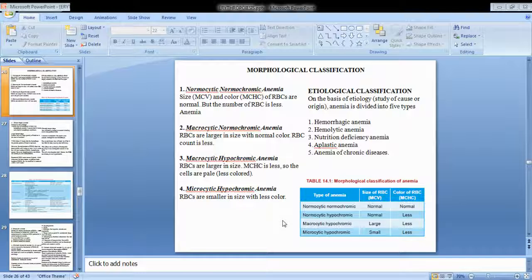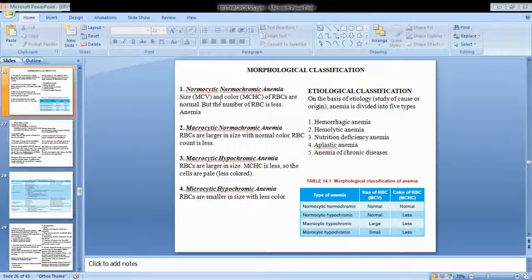Okay, now what is the morphological classification? Anemia, how can it be classified? As we have seen in the previous few slides, okay, it is the terms normocytic, normochromic. Okay, that is the size and the color, the content of hemoglobin. Comparing the size of the RBC and the hemoglobin content, they can be classified as normocytic, normochromic anemia.